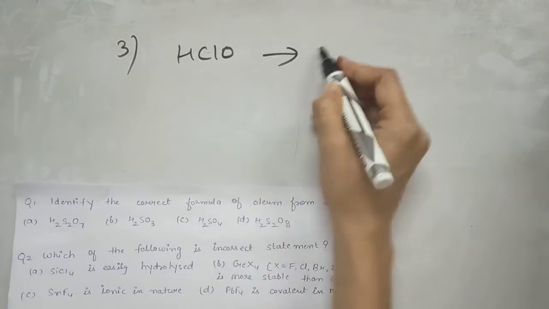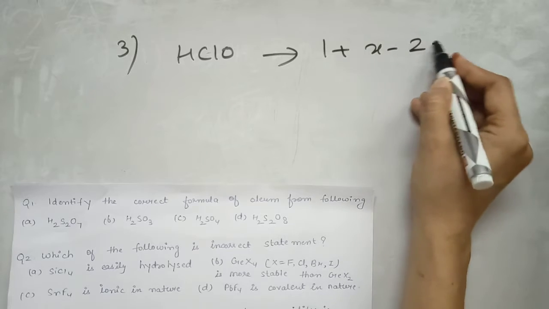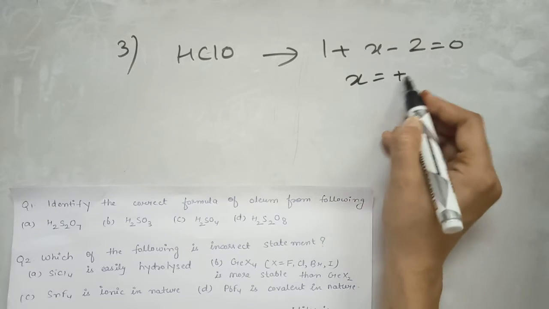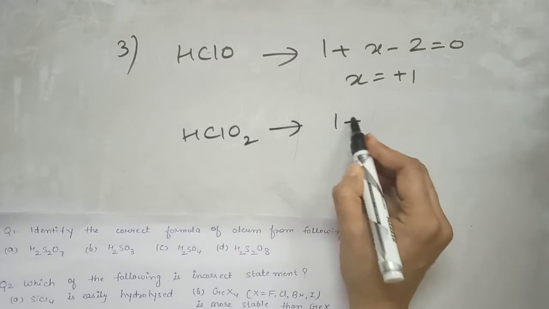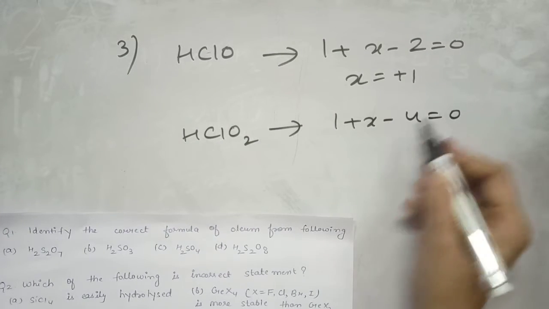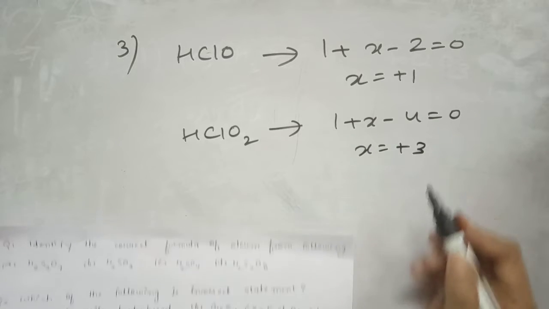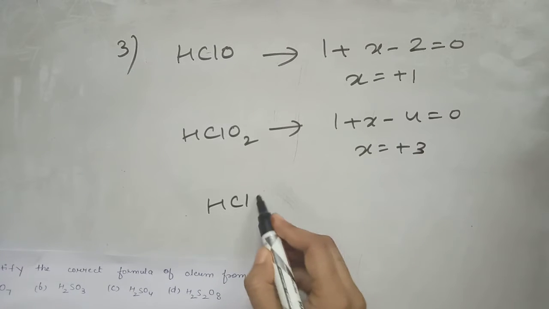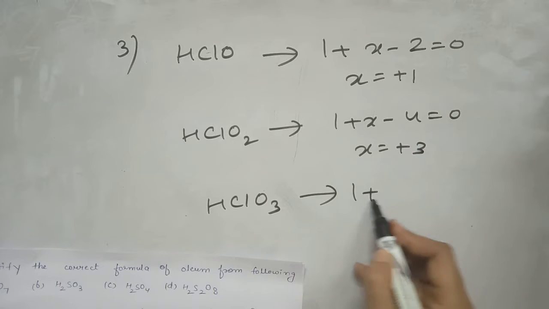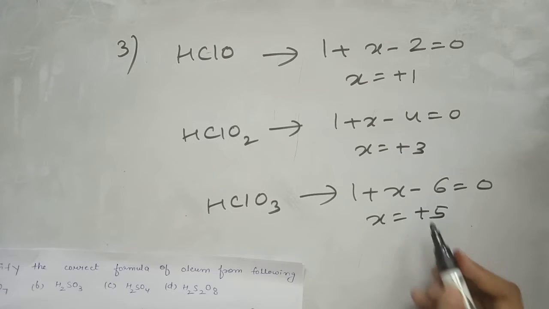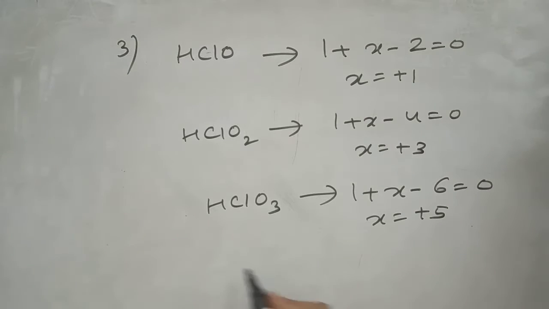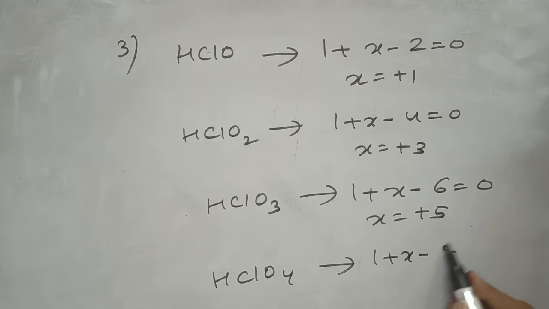So this is the third question. HClO. So in this, 1 plus x minus 2 equals 0, x equals to plus 1. Okay. HClO2. 1 plus x minus 4 equals to 0. x equals to plus 3. HClO3. 1 plus x minus 6 equals to 0. So x equals to plus 5. 1 minus 6 is minus 5, it will go here. So plus 5. HClO4. So it will be 1 plus x minus 8 equals to 0. So x equals to plus 7.